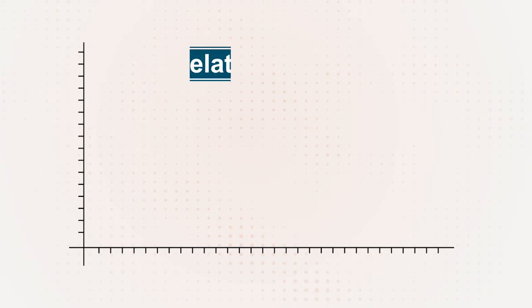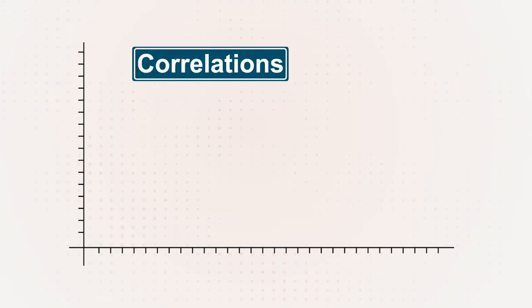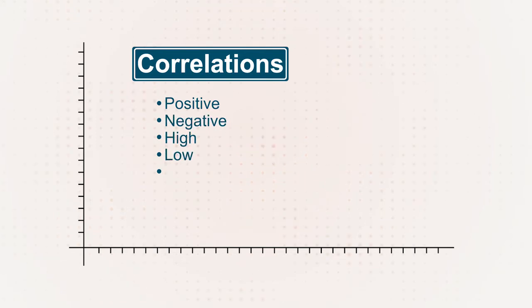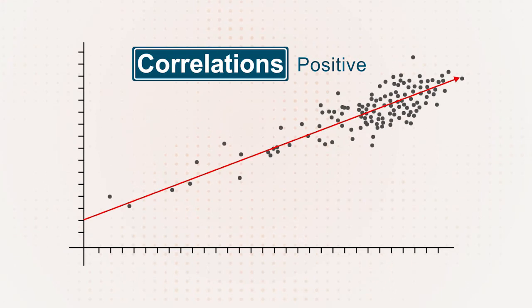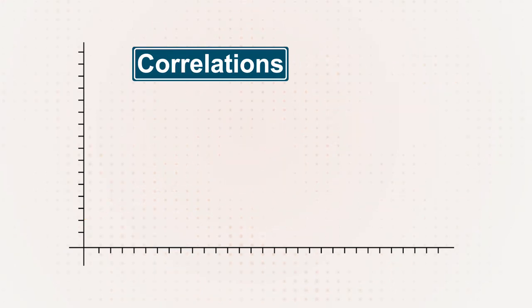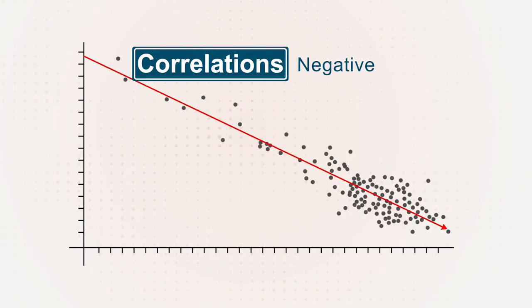There are different types of correlations. A scatter plot can show a positive correlation or a negative correlation, and each of these can be a high or low correlation. A scatter plot can also show no correlation. A positive correlation is shown when the points seem to follow a line that has a positive slope. In a negative correlation, the points will trend along a line with a negative slope.